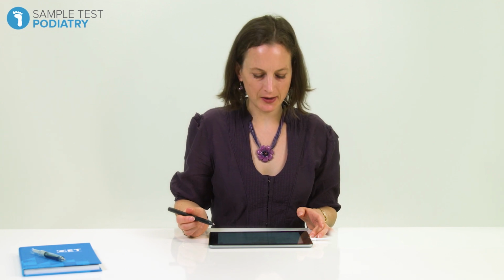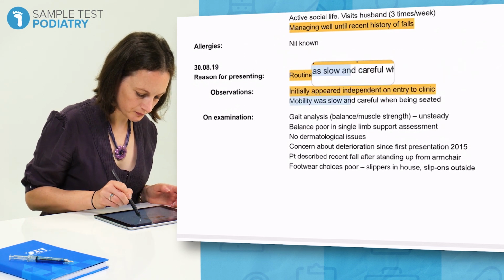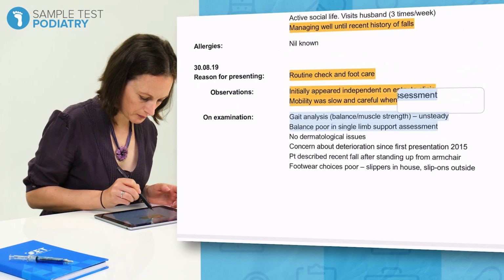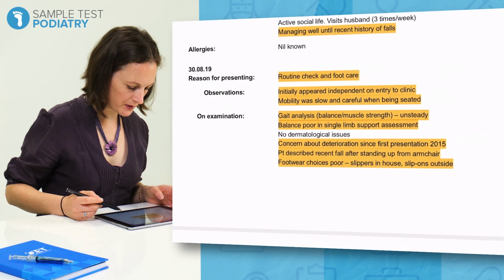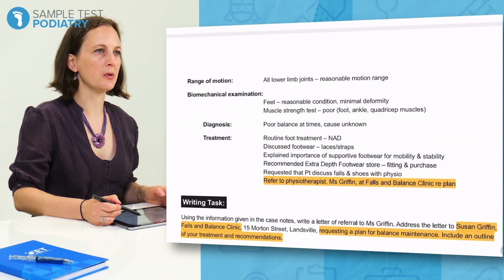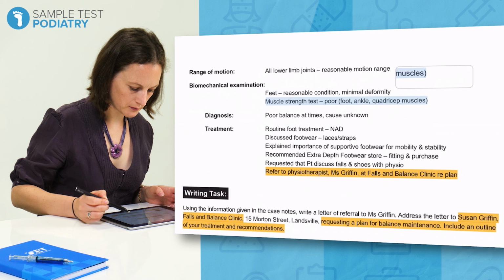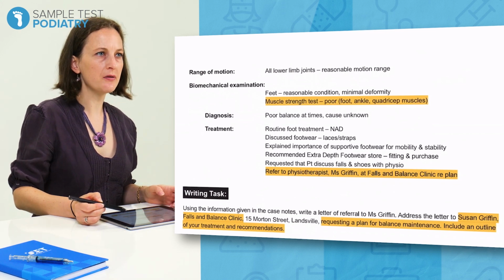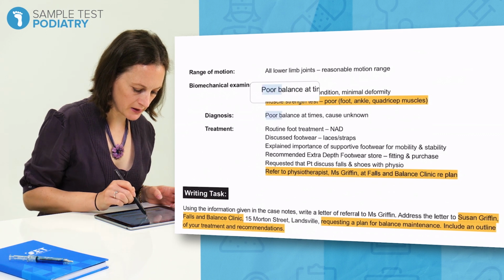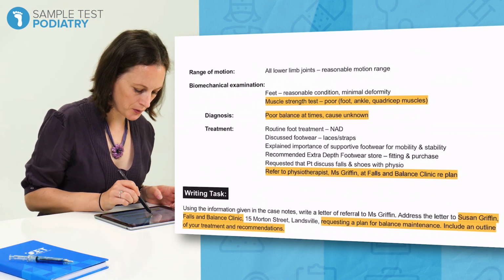There must be a reason for writing to the physio though, so I will read this section in more detail. The observations seem remarkable, as do the examination points. But I can miss out the dermatological issues and the range of motion issues because these are both normal. From the biomechanical section, only the muscle strength test detail seems important. The diagnosis confirms the previous notes, but will also be useful for explaining my reason for writing. Finally, from the treatment section, all the notes seem important to the reader.